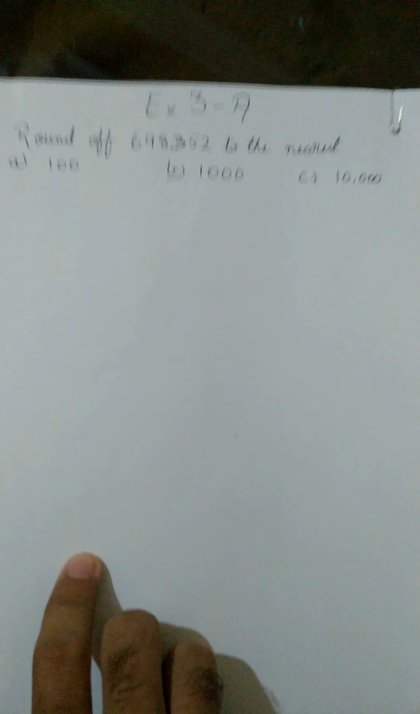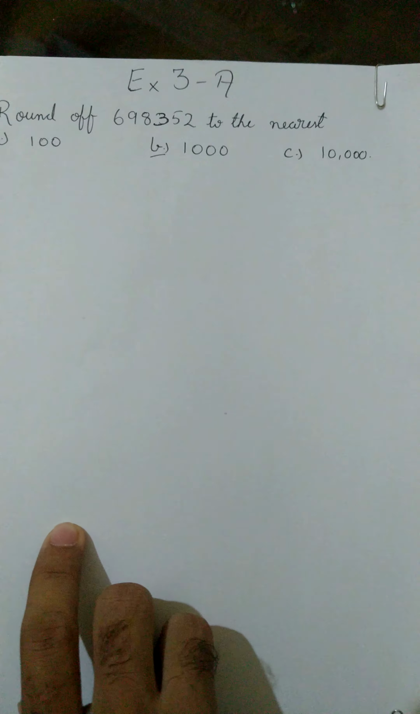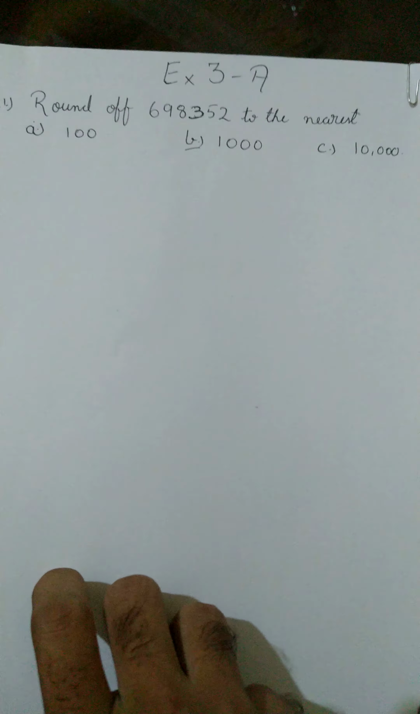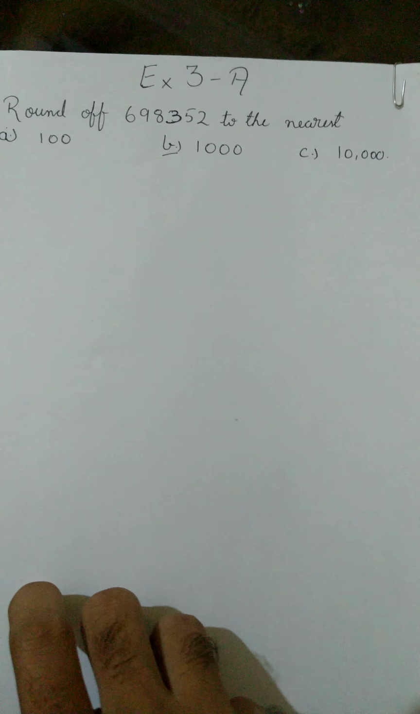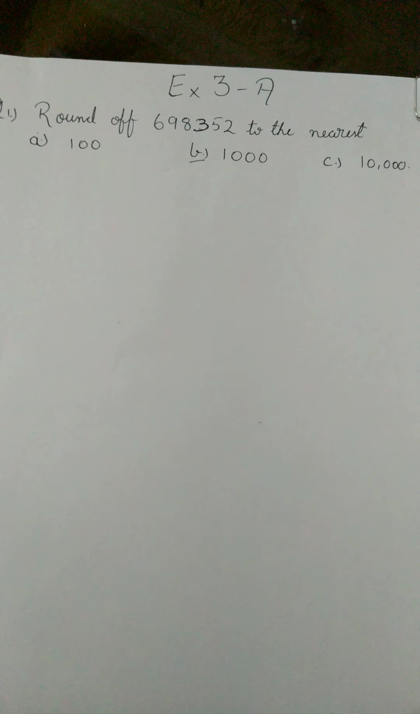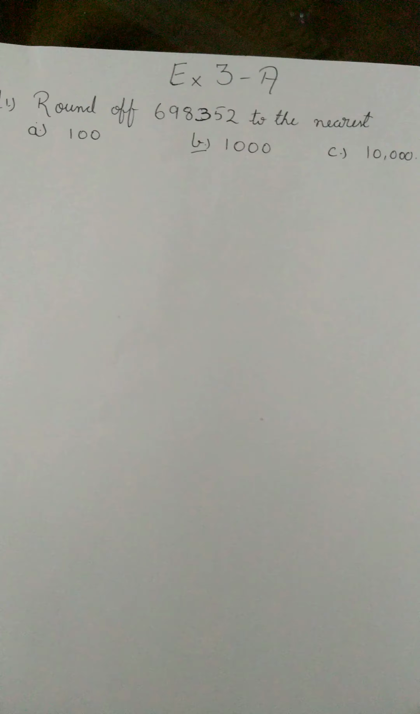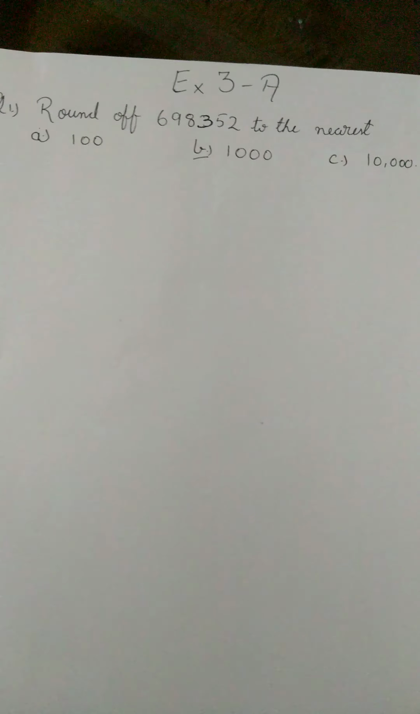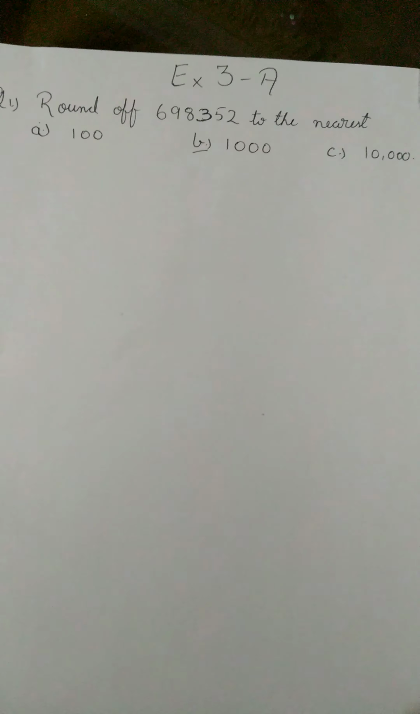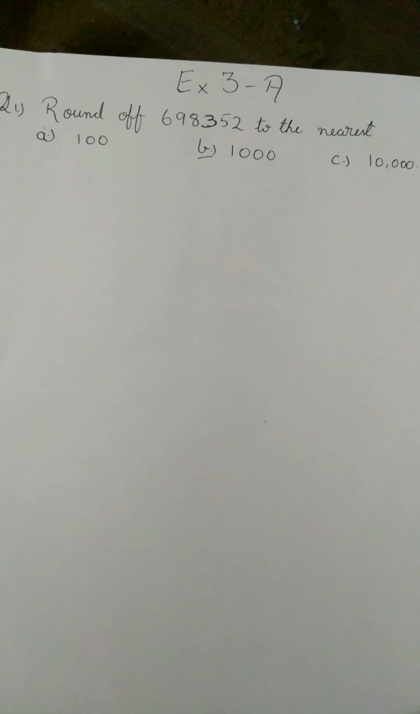As you can see, question number 1 says round off the number 698,352 to the nearest: part A says 100, part B says 1000 and part C says 10,000. Before solving this type of question, first we need to understand the rules for rounding off any given number. So before solving these questions, let's solve some simpler questions, apply the rules, and understand how round off works.